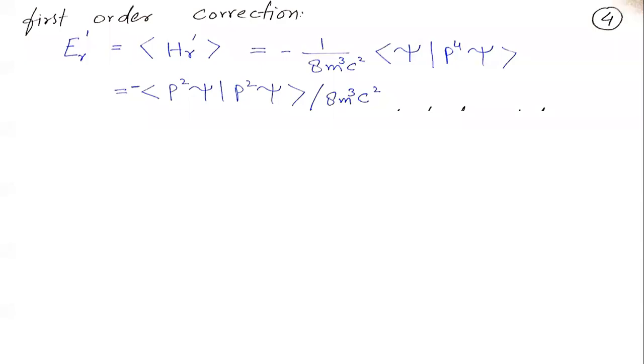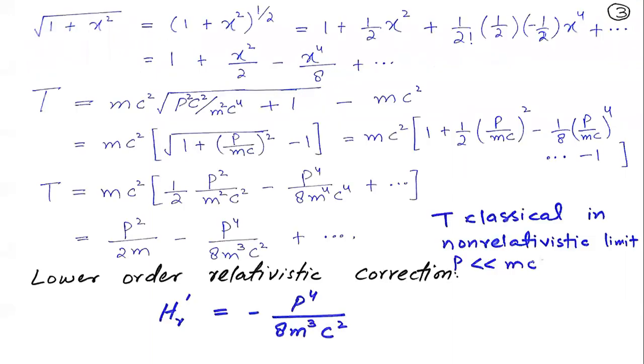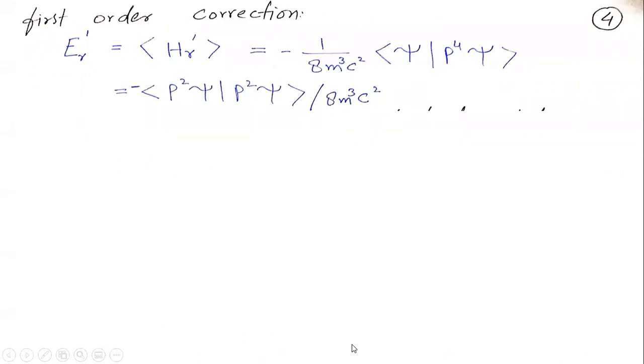This is the continuation of the last video. In our last video, we calculated the lowest order relativistic correction, which is H_R' equals minus p⁴ over 8m³c², where p is the momentum operator and c is the speed of light. In this video, we will calculate the correction to the Bohr energies.